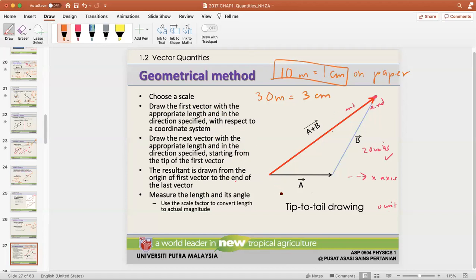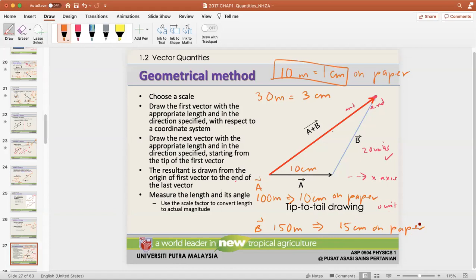So let's say vector A is 100 meter. Converting this, I will get 10 centimeter on paper. So let's just pretend that this guy is 10 centimeter. And then vector B, this is A. And then vector B, is it longer? Yep, it's longer. So let's say it's 150 meter. Converting this using the scale, it should be divided by 10. It should be 15 centimeter on paper.